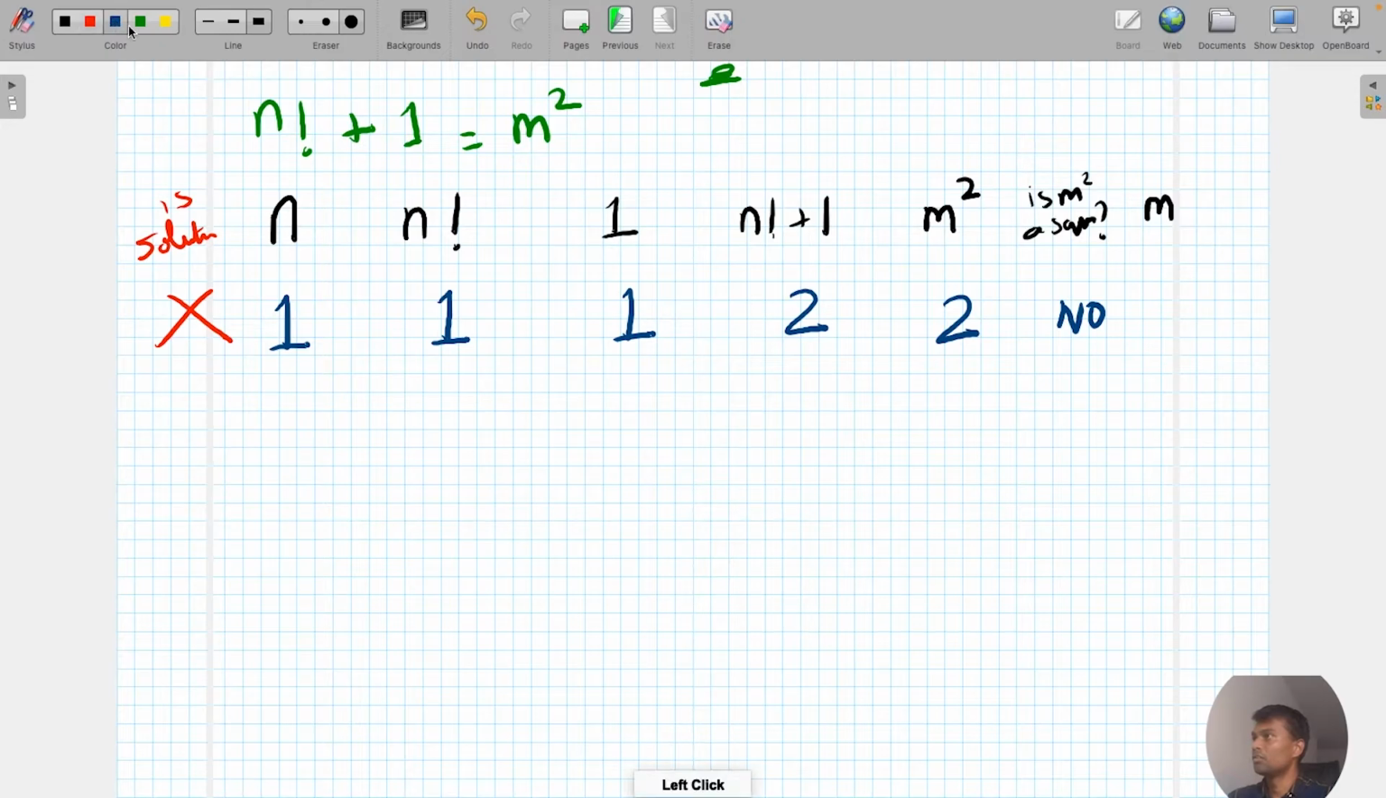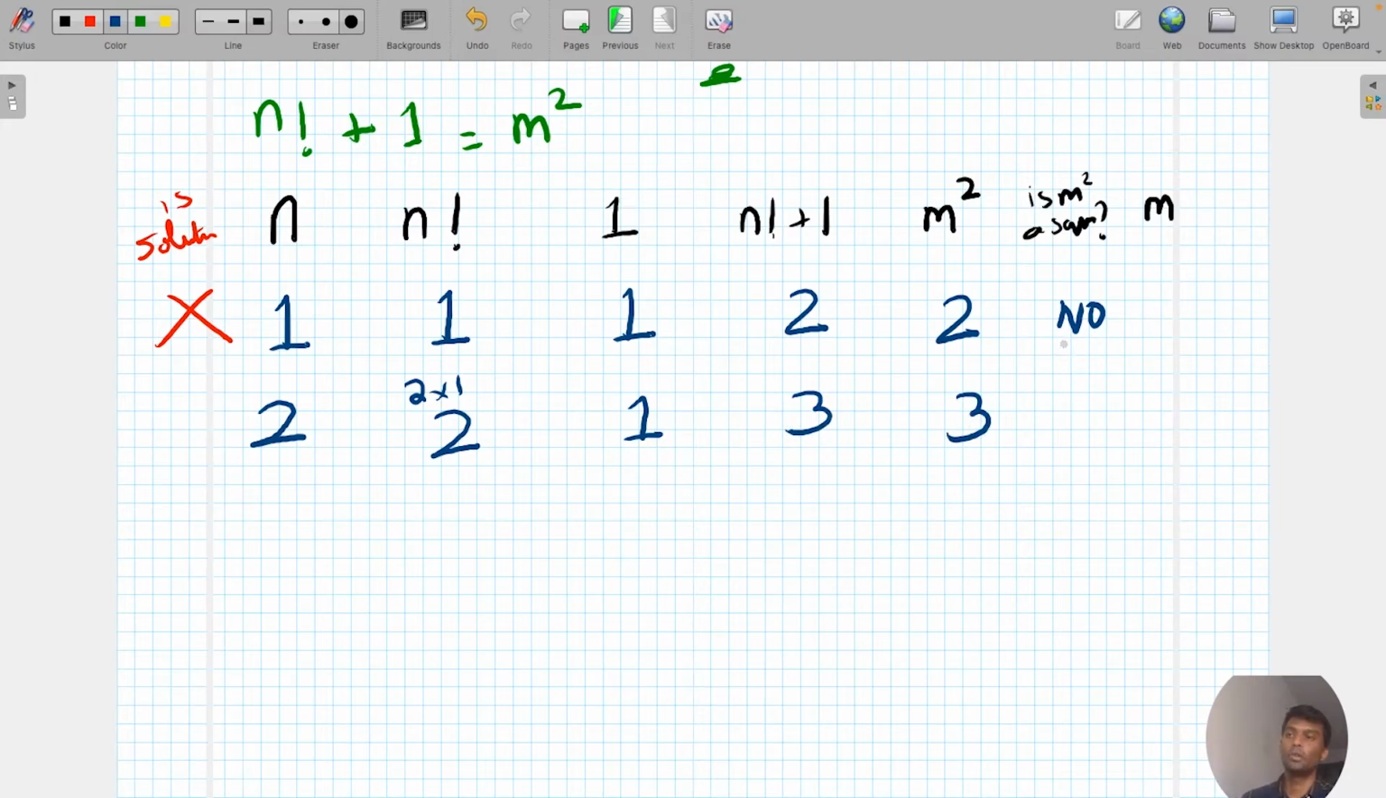Okay. Now let's go to n equal to 2. Now n factorial is nothing but 2 into 1, which gives us 2, and we have the 1 term here, so 2 plus 1 gives us 3. Now m square is equal to 3. The question we need to ask is, is 3 a square number? The answer is no. Then again, this is not a solution as well.